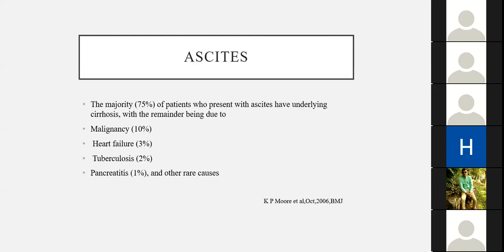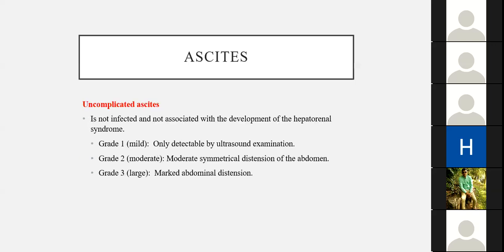Ascites is the second most common complication of cirrhosis, and around 75% of patients with ascites have underlying cirrhosis. Ascites may also be seen in other conditions like malignancy, heart failure, tuberculosis, and pancreatitis. Uncomplicated ascites is not infected and not associated with development of hepatorenal syndrome. It can be divided into three types: mild, moderate, and large. Mild is only detectable by ultrasound examination, and large is marked abdominal distension.